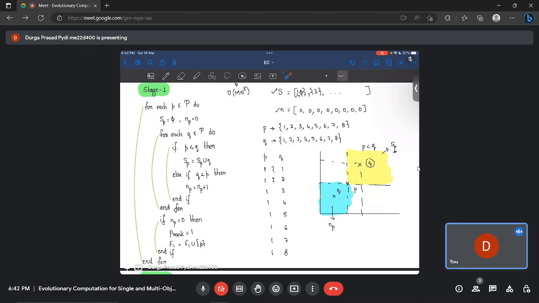You won't be implementing that brute force anyway. You will be implementing this particular sorting technique, so it will be mn square. Okay, sir.